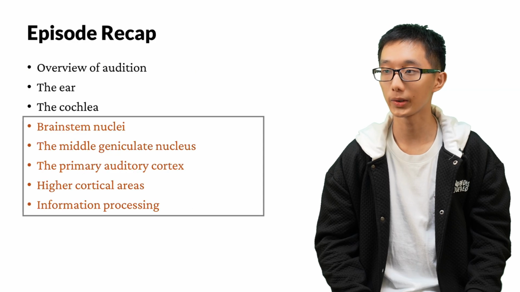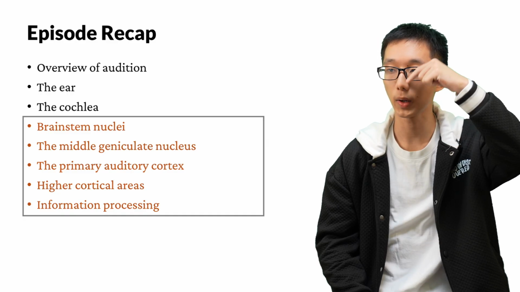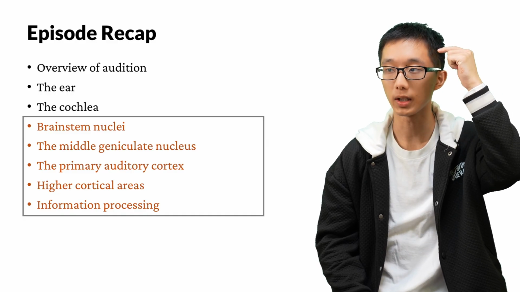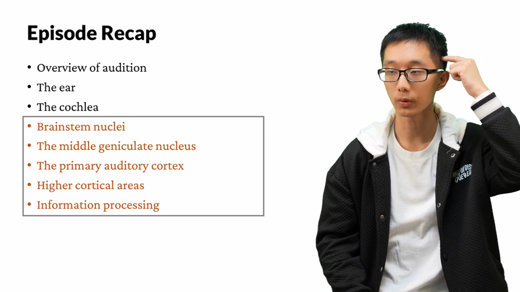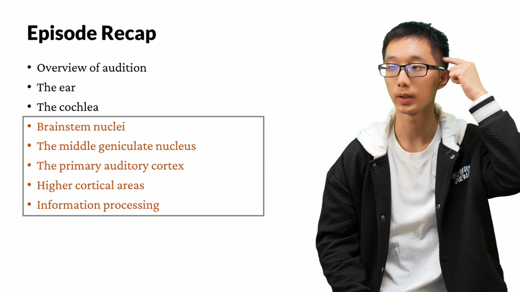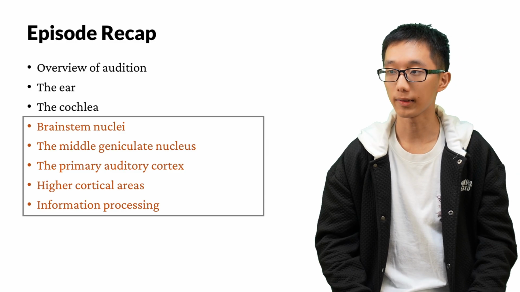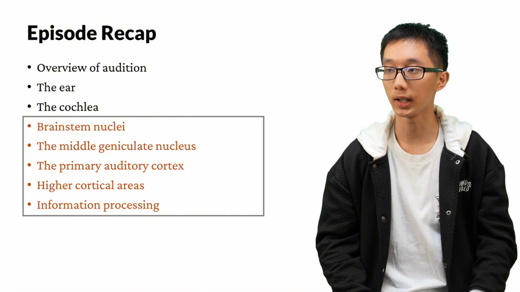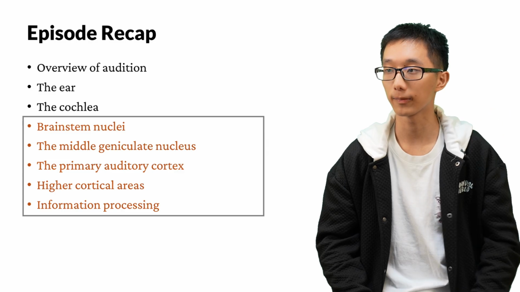That's all for the auditory system. In this episode, we learned about the pathway in the brainstem from the cochlea to the cochlear nuclei, then all the way up. And then we got to the medial geniculate nucleus in the thalamus. Then we went to the primary auditory cortex in the temporal lobe and reached higher cortical areas. Finally, we discussed information processing, including the frequency, the loudness, and the sound localization.